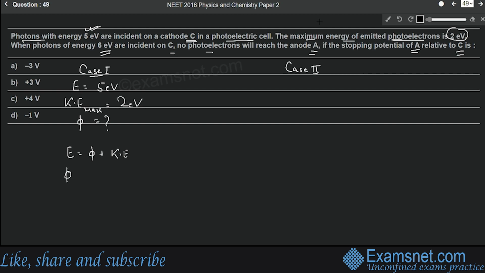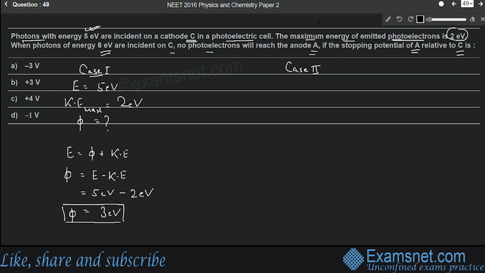Okay, so phi equals E minus Ke. So energy of the photon is 5 electron volt and the kinetic energy of emitted photoelectrons is 2 electron volt. So 5 minus 2, that is 3 electron volt. This is the work function of the metal.